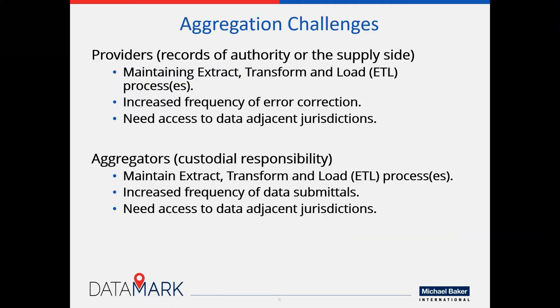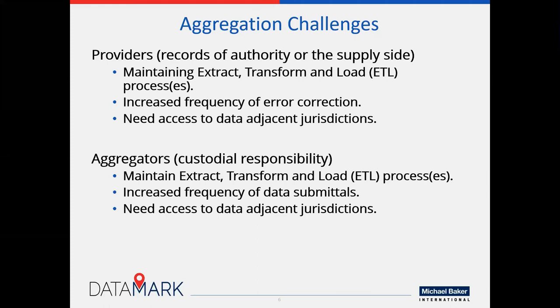The challenges for providers are that you have to maintain the extract, transform, and load processes that are necessary to move from your business schema into maybe the one that gets aggregated. Increased frequency of error correction is going to be necessary. If you're in the community development department or the assessor's department, and you only have to be right once a year, you may need to consider having more frequent validation and error correction processes than you may have in place now, so that you can play nicely in these forced family functions.